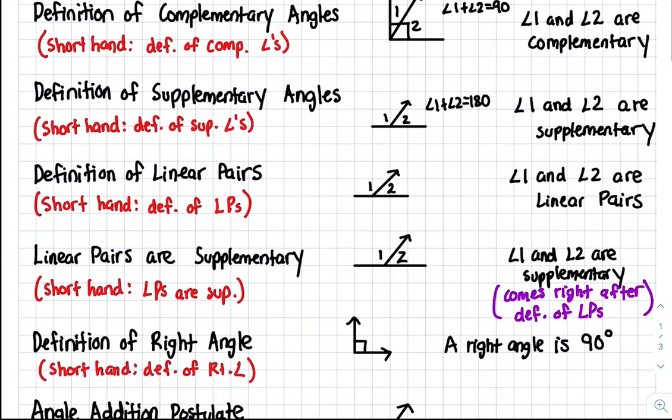Alright, linear pairs are supplementary. If we have this statement already, that angle 1 and angle 2 are linear pairs, then you can use linear pairs are supplementary by stating that angle 1 and angle 2 are supplementary angles. Reason? Because we know linear pairs are supplementary. That's why I wrote it in purple: if you ever use this reason, linear pairs are supplementary, it comes right after you say definition of linear pairs.